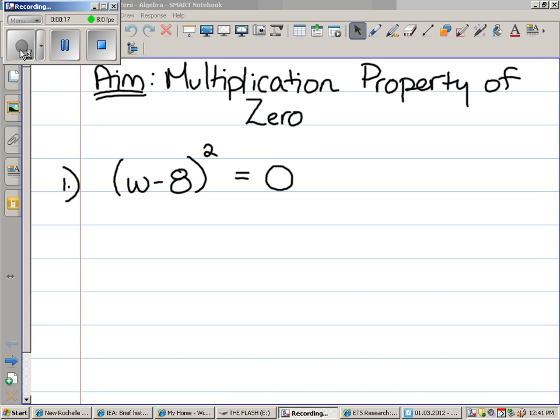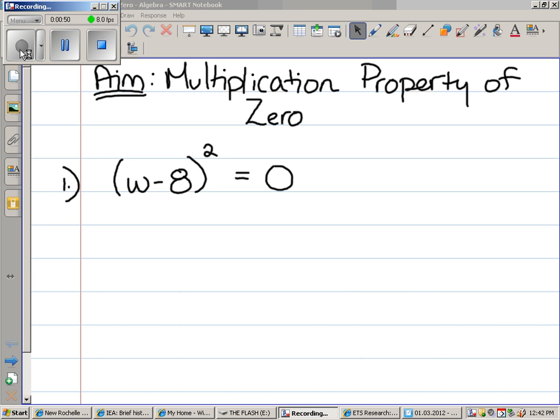Can anybody describe what is the difference between adding 0 to a number and multiplying a number by 0? Tiff. Very nice. When you multiply by 0, it is automatically 0. But what happens when you add 0 to a number? Alex, is that what you were going to say? It stays exactly the same. Very nice. Okay, so when we multiply by 0, we always get 0.